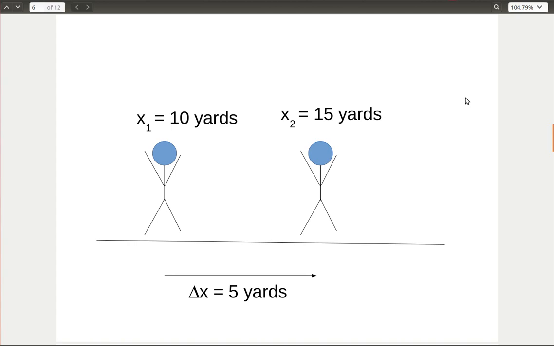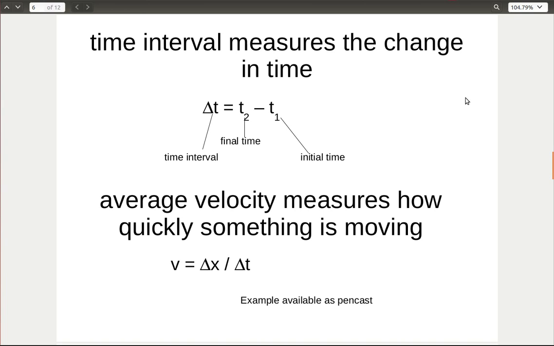Okay, let's move on. We can also define a similar idea for time. It's called time interval, and then there's the initial and final time, and we take a difference between those. I want to introduce then the third useful idea for our beginning discussion of motion, which is average velocity, which measures how quickly something is moving. And mathematically, it's the division of the displacement, delta x, and the time interval, delta t.